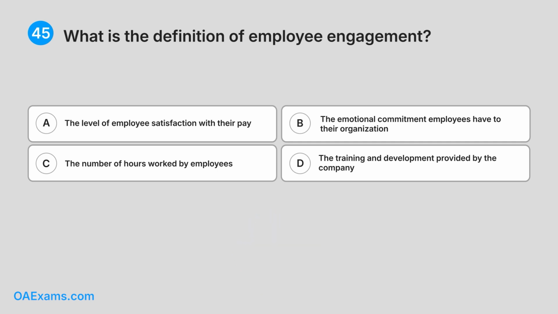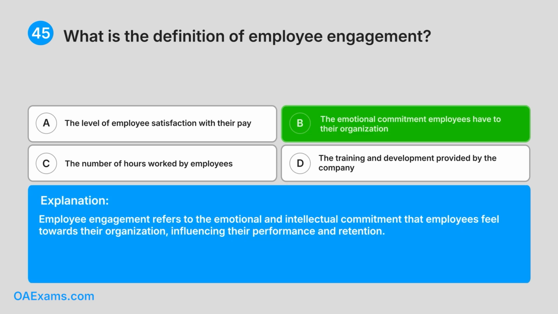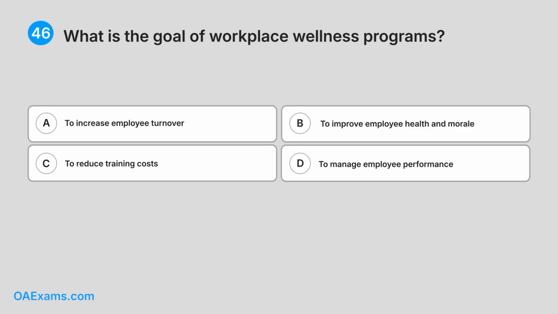Correct answer. B. The emotional commitment employees have to their organization. Explanation. Employee engagement refers to the emotional and intellectual commitment that employees feel towards their organization, influencing their performance and retention.